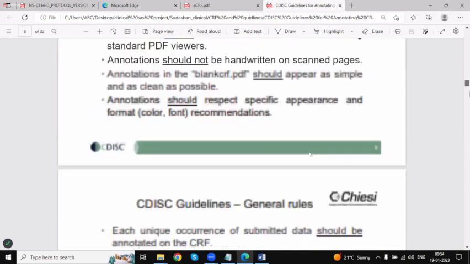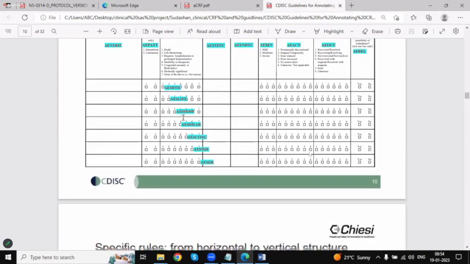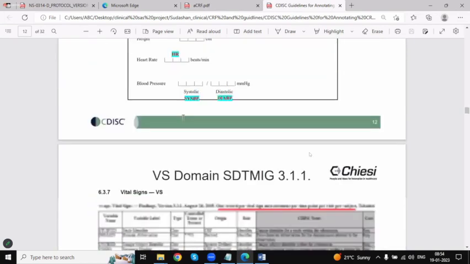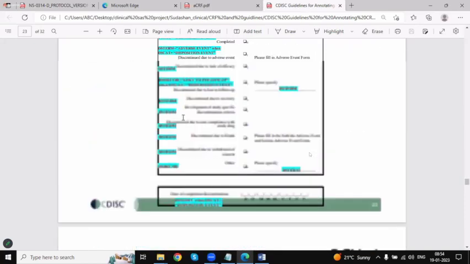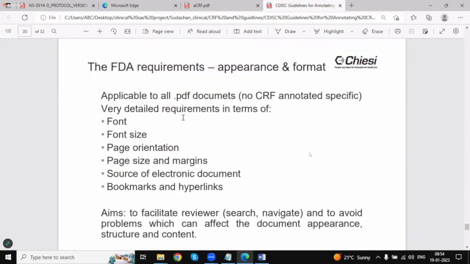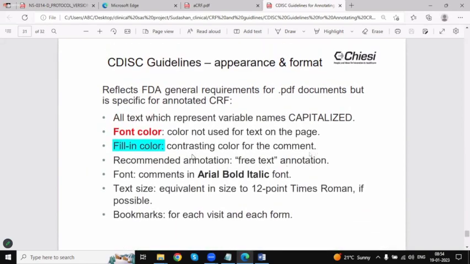They cover how to annotate it, where to place the information if it is available, and where to place the variable name. What font you have to follow, the font size, page orientation, and page size. You have to bookmark that one. Font colors as well. You have to follow 12 point Times Roman if possible.